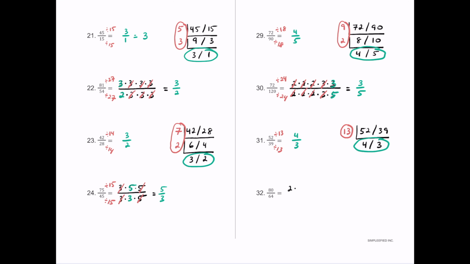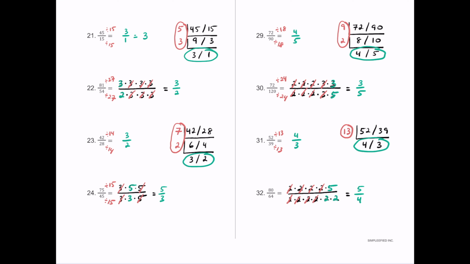Finally, for number 32, we have 80 over 64. 80 breaks into 2 times 40, 40 breaks into 2 times 20, 20 breaks into 2 times 10, 10 breaks into 2 times 5. So 80 is just 4 of these 2s and 1 of these 5s. For 64, that's actually going to be 6 2s. That's another one that if you've seen it enough, you'll just know it. And we can cross out, let's see, 1 pair, 2 pairs, 3 pairs, 4 pairs. We had an improper fraction, so we should still have an improper fraction. So this is just going to simplify down into being 5 over 4.